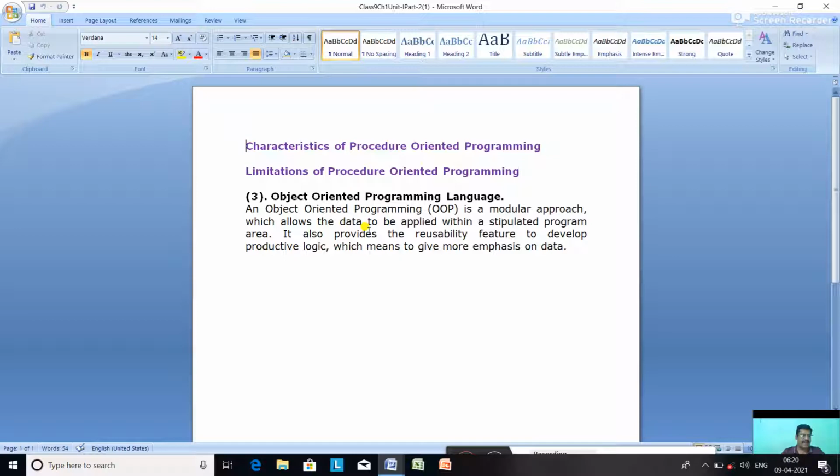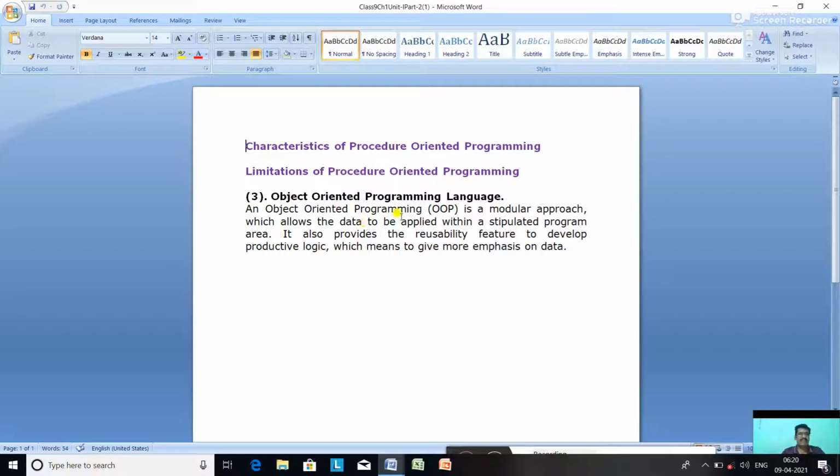We have some limitations of procedure-oriented programming language. Any data values are global to all the functions. You may be required to make necessary changes in all the functions in case of any change in the data values. And it is not suitable to solve complex problems in real situations. So this was the procedure. You are supposed to learn only the definition. No need to memorize, no need to learn in detail, just learn only the definition.